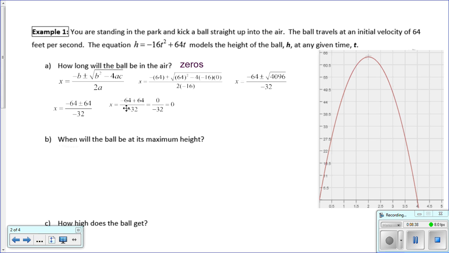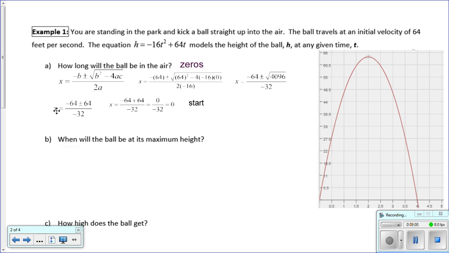So you can do plus first. Negative 64 plus 64 is 0. 0 over negative 32 is just 0. That's actually where our ball started, at 0 height, at 0 seconds. So when we hadn't started the timing yet, it was on the ground. It was at 0. Okay?